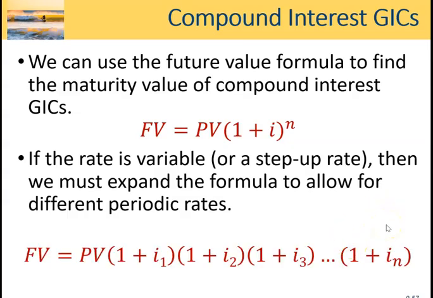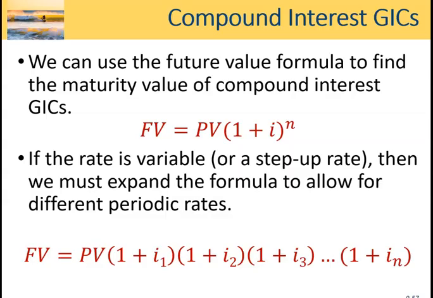So for example here, you're used to this formula. We can use the future value formula to find the maturity value of compound interest. So if the GIC, for example, has a present value of 1, we could figure out what the future value is by taking the present value, multiplying that by 1 plus the interest rate, which is your periodic interest rate. And remember to do the brackets and the exponents first.